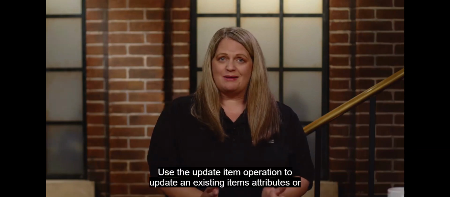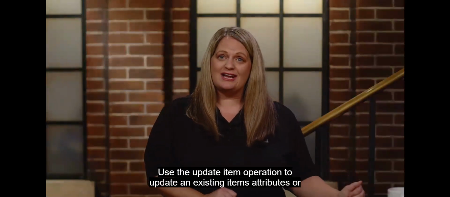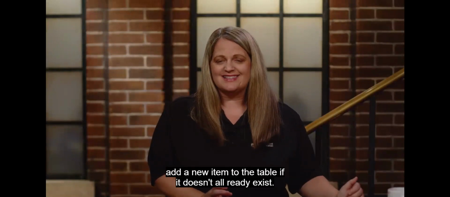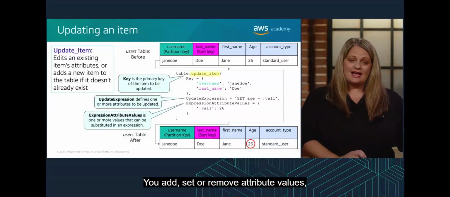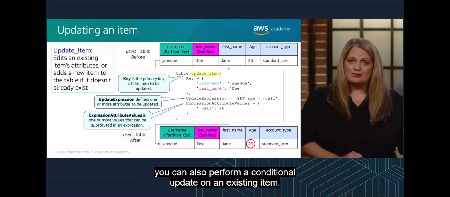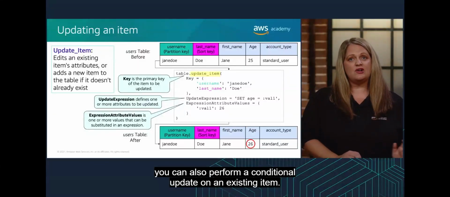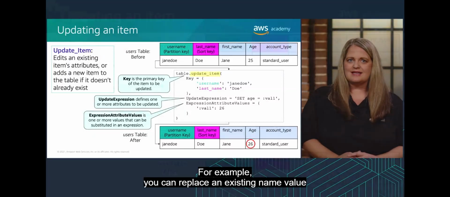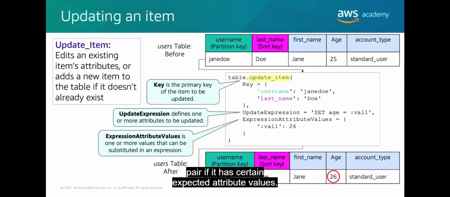Use the update item operation to update an existing item's attributes or add a new item to the table if it doesn't already exist. You add, set, or remove attribute values. You can also perform a conditional update on an existing item. For example, you can replace an existing name-value pair if it has certain expected attribute values.